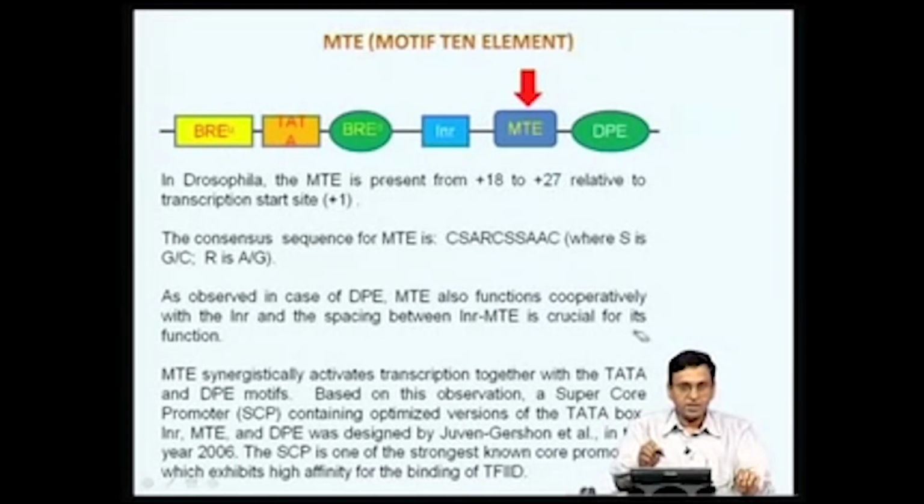So, remember, in the case of both distal core promoter elements, that means distal to the transcription start site, the spacing between initiator and MTE, that is this region, and similarly the spacing between initiator and DPE, is very important for their function. That means these have to be positioned exactly at a specific distance from the transcription start site. Now, this is very important.